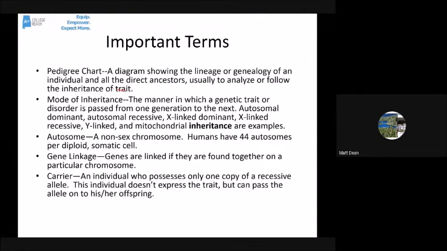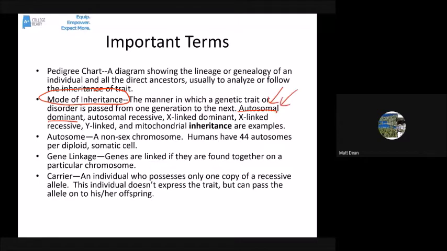I'm going to talk a lot about the modes of inheritance today. These are the ways in which a trait or a gene is passed from generation to generation. I'm going to talk about 5 main types. I'm going to talk about autosomal dominant.